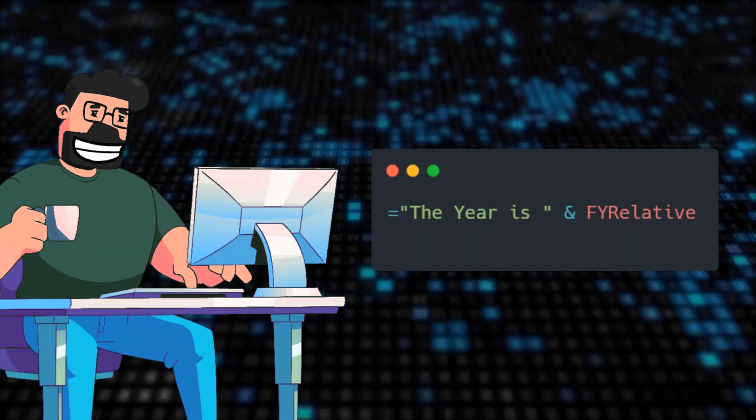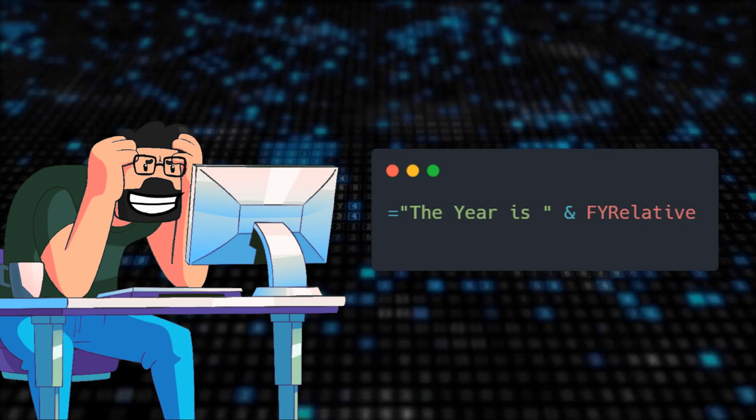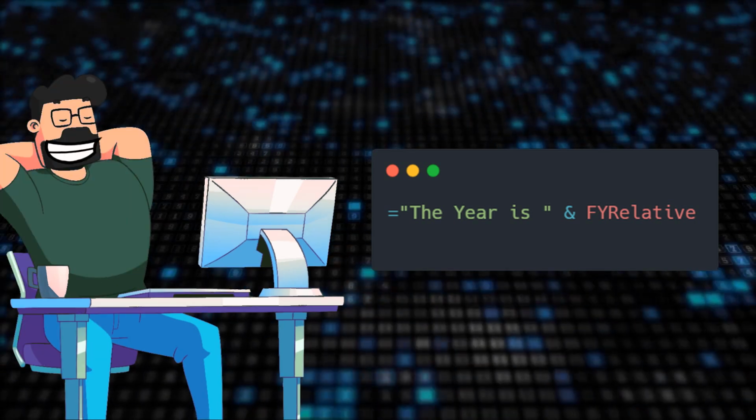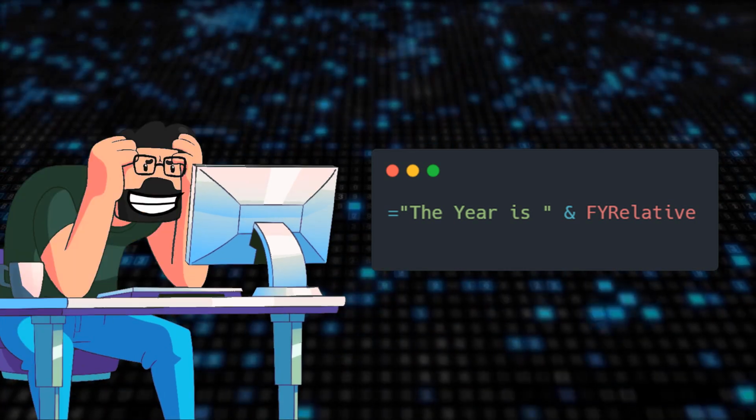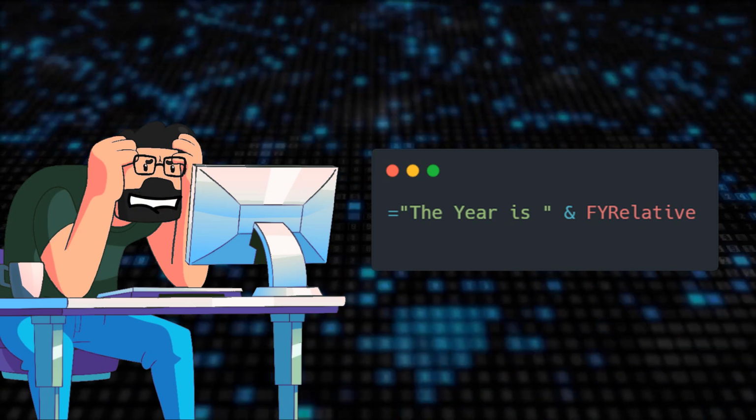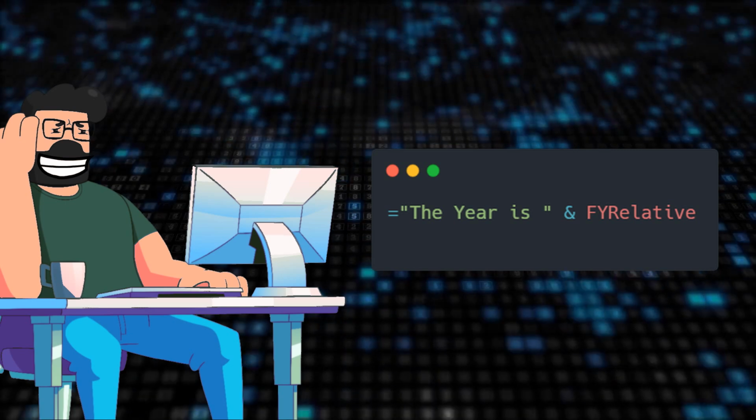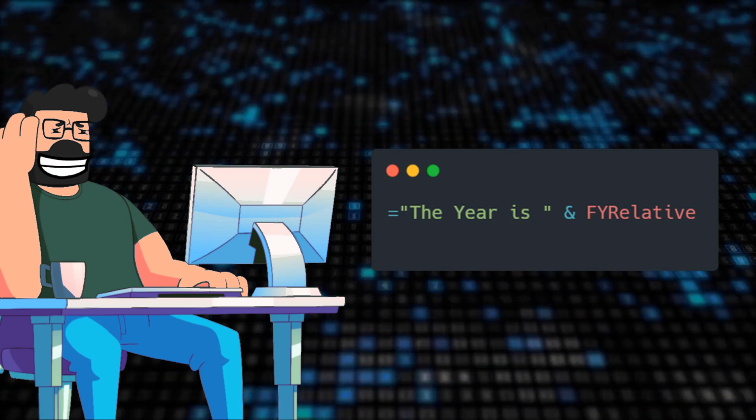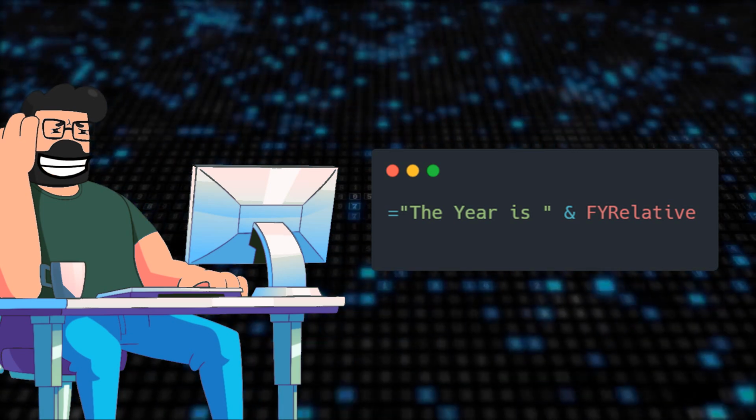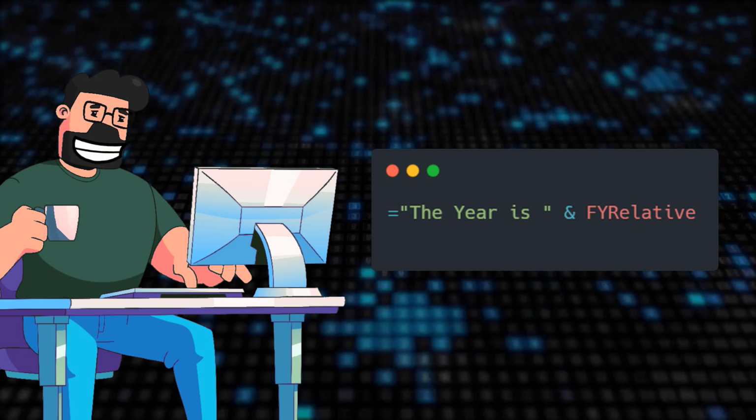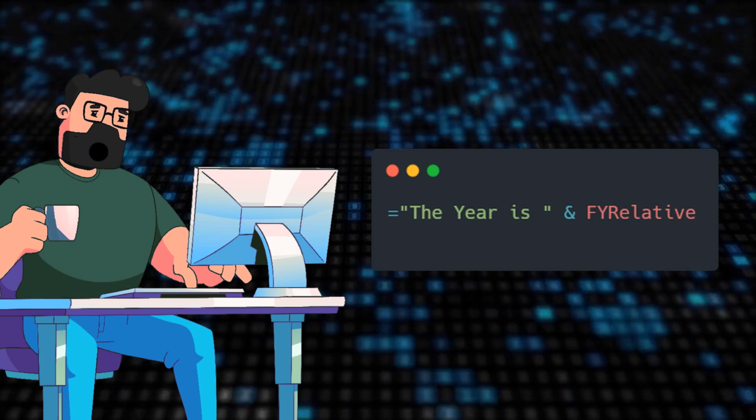Continuing with the solution, you can utilize the formula = "The year is " & FYRelative as a constant to display the fiscal year information alongside a customized message. While this method may not offer the flexibility of the original user-defined function, it serves as a temporary solution for migrating away from VBA macros.